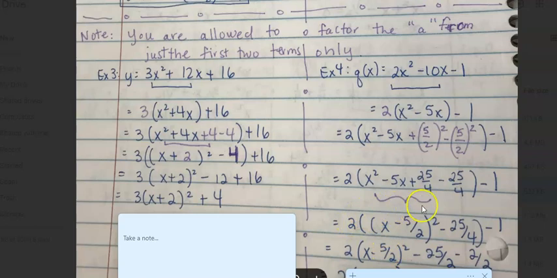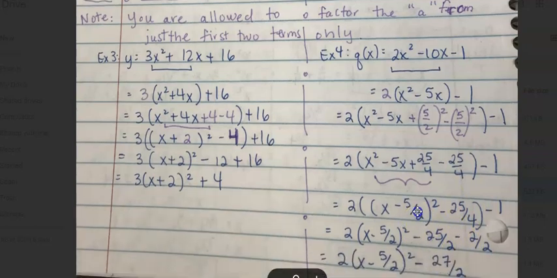But when I multiply 2 by 25 over 4, that becomes 50 over 4. And when I reduce 50 over 4, that becomes 25 over 2. So we have minus 25 over 2 minus 1. But 1 also is going to turn into a fraction, which is going to be 2 over 2. And negative 25/2 minus 2/2 just simply becomes negative 27/2. And now this problem is also done. And that's it for this page.